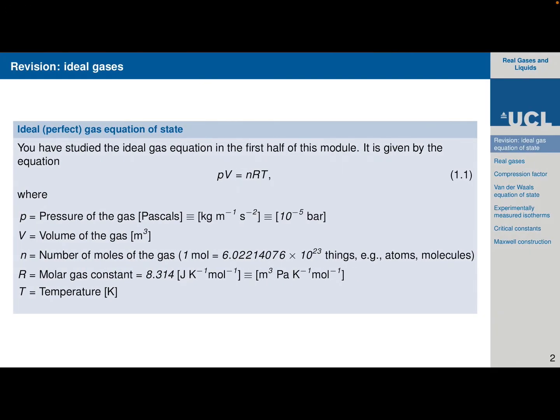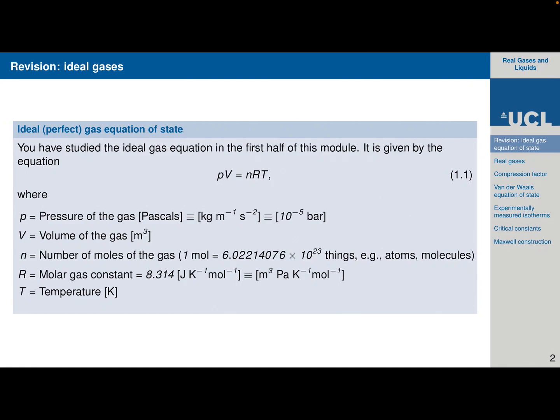Okay, so the ideal gas equation that you've already learned is this one here. PV is equal to nRT. So P is the pressure of the gas, V is the volume that the gas is occupying, n is the number of moles of the gas, in other words, the number of particles, either atoms or molecules, that make up the particular sample of gas that we have. R is the gas constant, and T is the temperature.